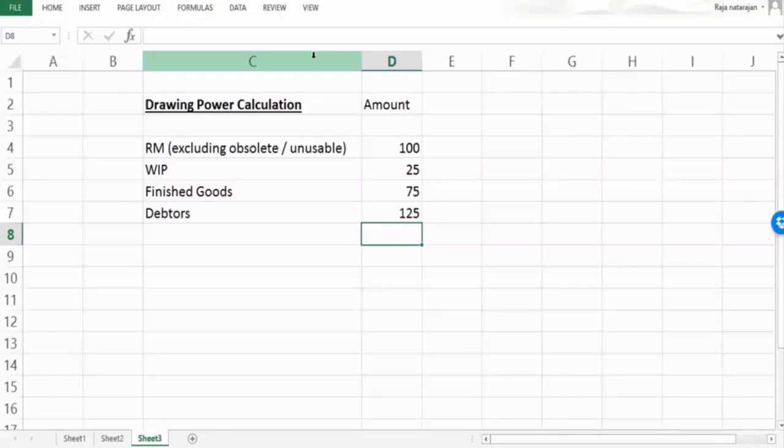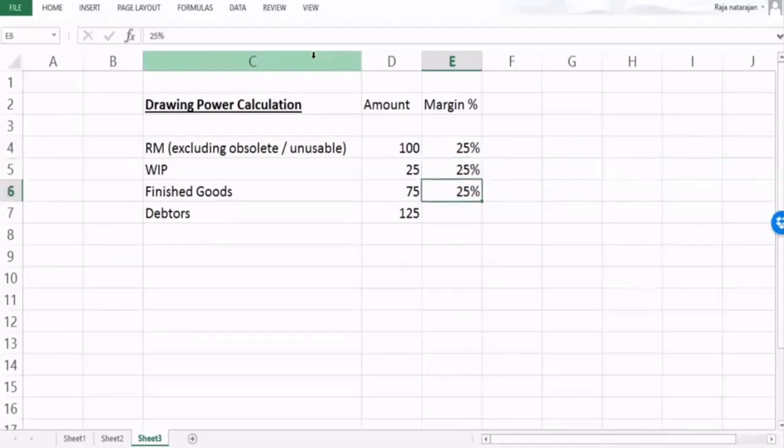the bank will not lend against all these amounts fully, because the bank would expect the owner also to contribute, and they ensure that by having a provision for what is known as margin. So first, let's say what is going to be the margin in percentage. The bank will not fund against the entire raw material. The bank would expect the owner to contribute at least 25%. The same is the case for work in progress and finished goods, and that is going to be more or less a common norm. Okay.